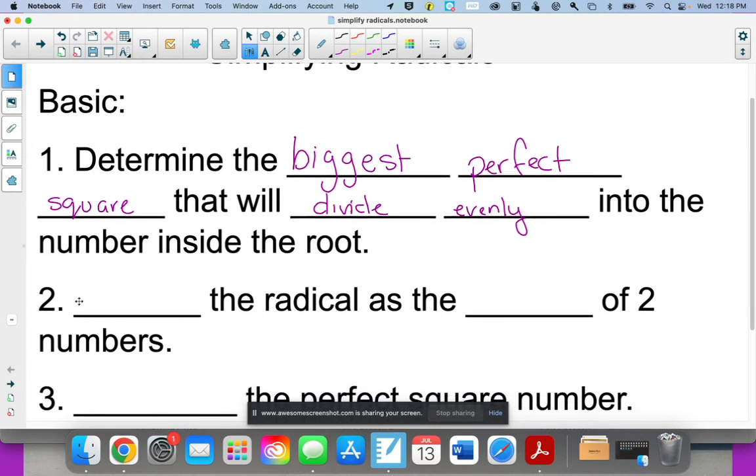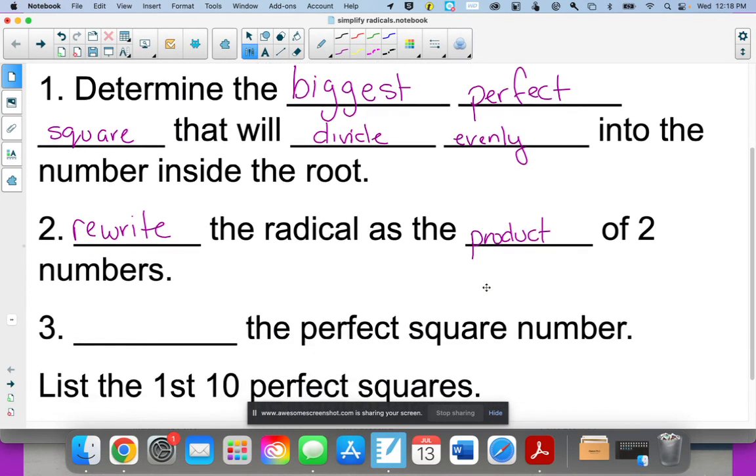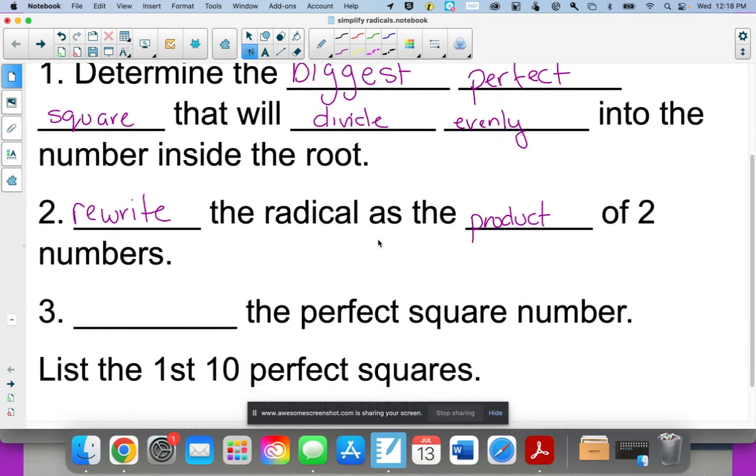Okay. So then after you've found the number, you're going to rewrite your radical as the product of two numbers, the biggest perfect square and whatever else is left. And we'll do several examples so that you can see it. Okay, so once you rewrite the radical as a product of two numbers, basically because you have a perfect square now as part of it, you are going to simplify the perfect square number that's part of it. Okay, and again, we're doing this purposely so that we can only work with perfect squares.